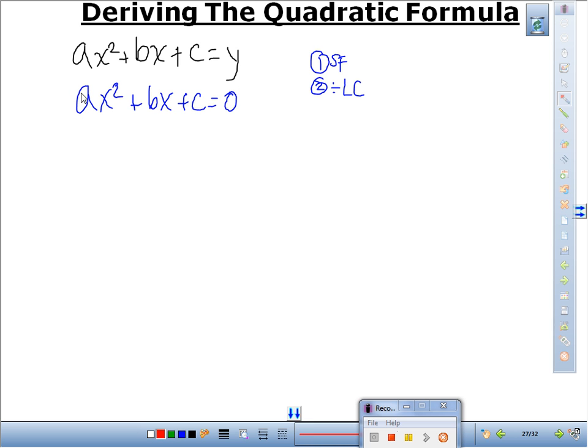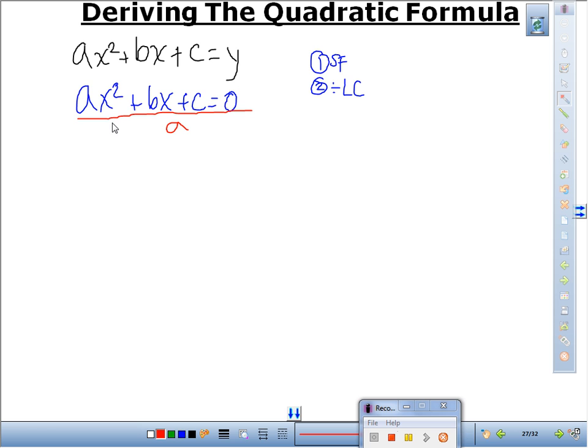Hold on. We don't have numbers anymore. Now instead of a number, we have a variable. So we're going to divide the whole thing by a. So here we go. What is a divided by a? A divided by a is 1.